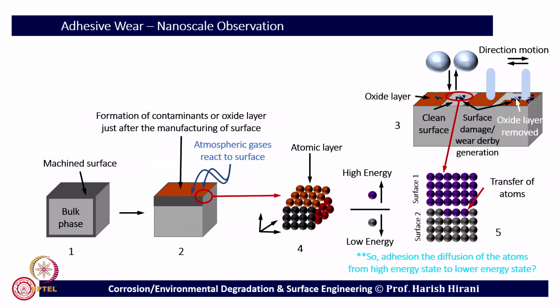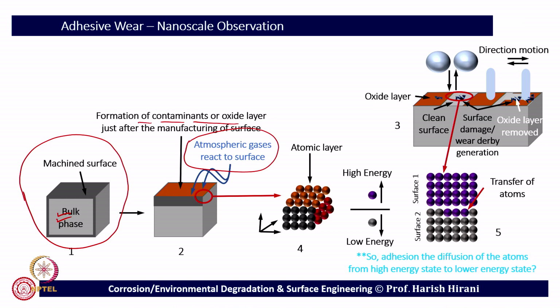Now, let us look at what we studied about the nanoscale. We say that every metal, when it is formed, has a bulk phase, and the top surface gets some sort of oxide layer, or maybe the top surface is at a high energy level, and then atmospheric gases act on or react with the surface. They will form some sort of contamination layer. This is very important for us. That means, if we do not get that kind of environment, we can generate that environment also.